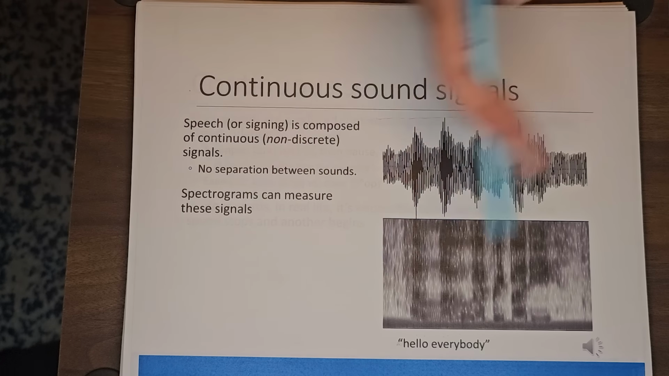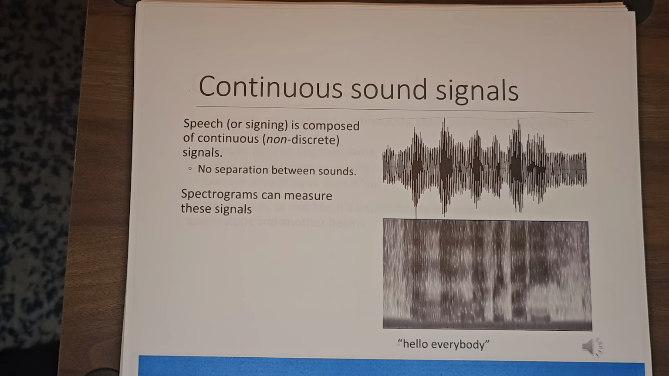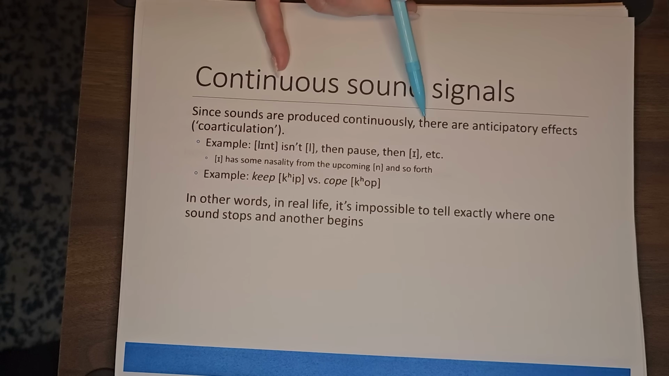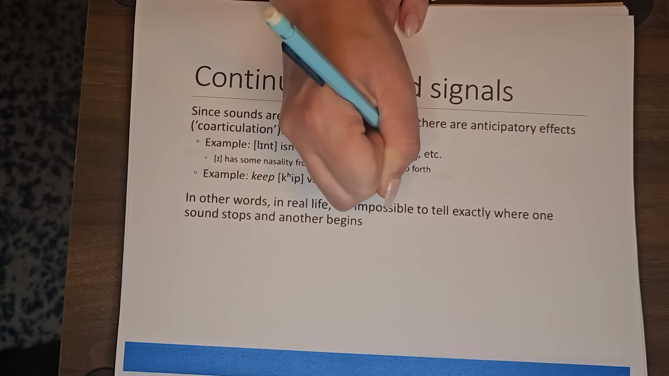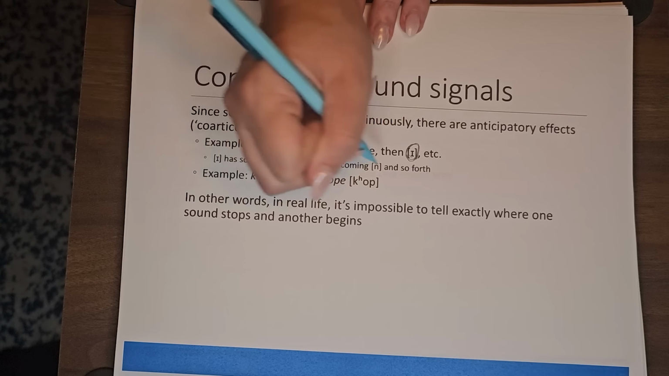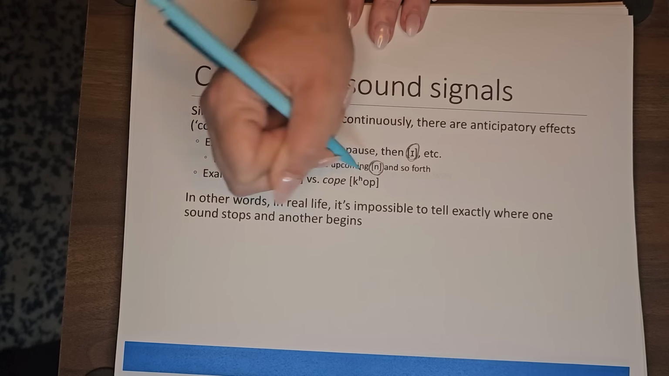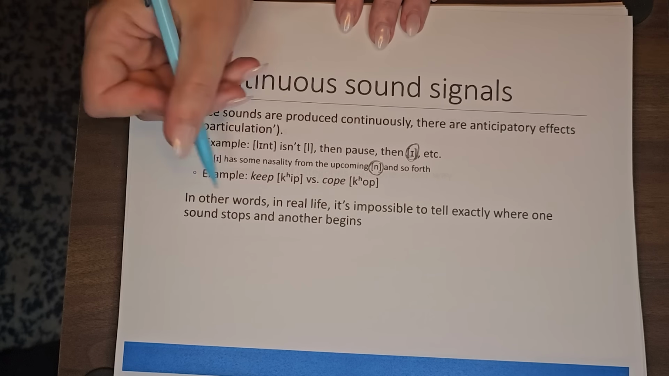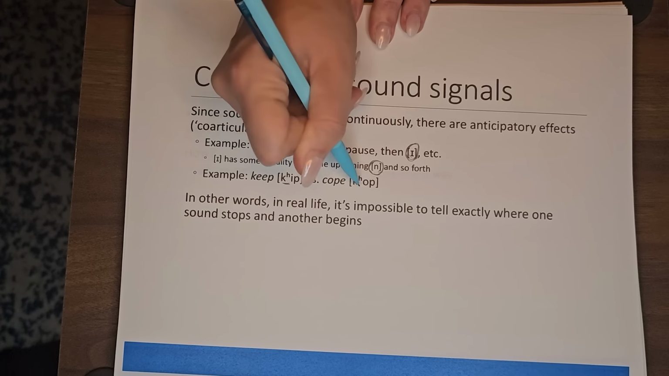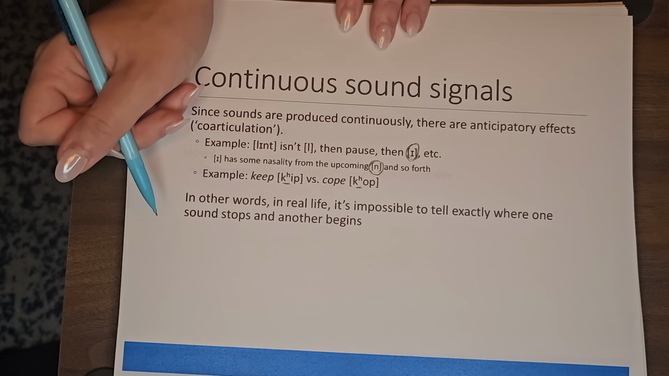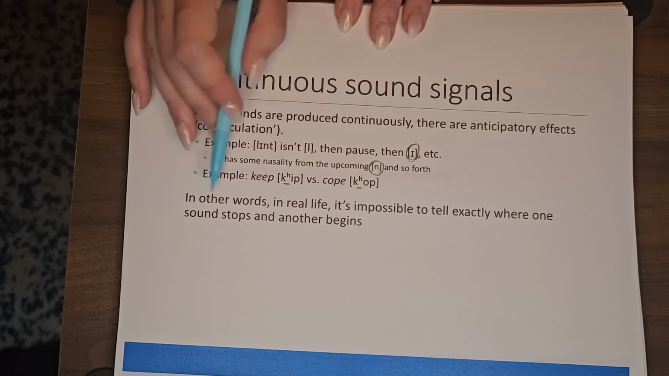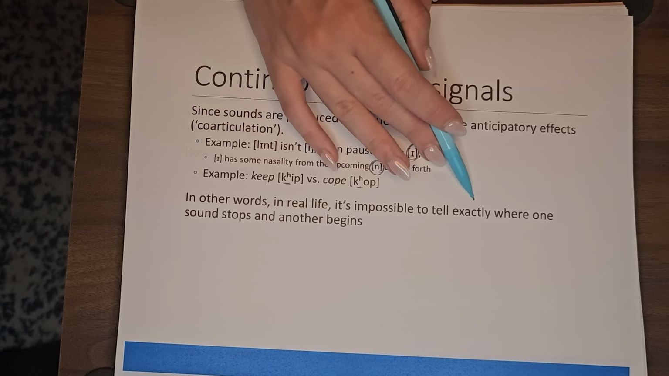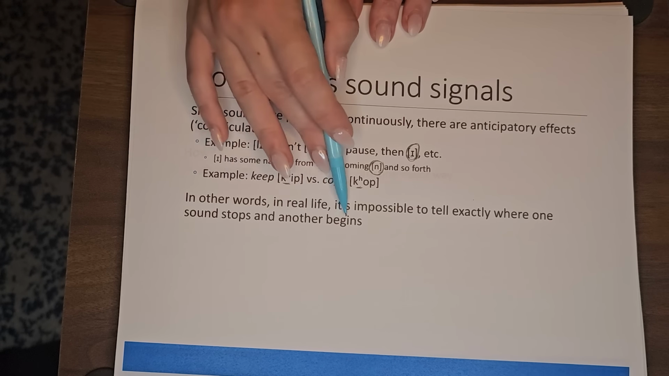Speech sounds are continuous, but our minds have a way of breaking these speech sounds into discrete units. Since sounds are produced continuously, there are anticipatory effects. For example, the i in the sound "lint" gets some nasality from the upcoming nasal sound n: lint, lint. And the aspiration that happens at the beginning of words in "keep" and "cope" is due to them being at the beginning of a word. So in real life, it's impossible to tell exactly where one sound stops and another begins.